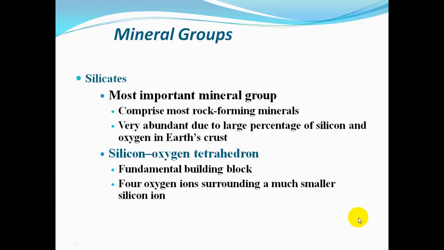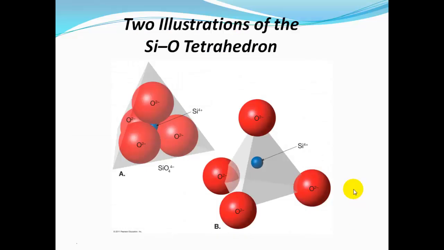So the most important mineral group is called the silicates. These comprise most of the rock-forming minerals, and are very abundant due to the large percentage of silicon and oxygen in the Earth's crust. The silicon and oxygen form silicon-oxygen tetrahedra. This is the fundamental building block for the silicates. 4 oxygen ions surround a much smaller silicon ion. Okay, and they form these tetrahedra that look like this.